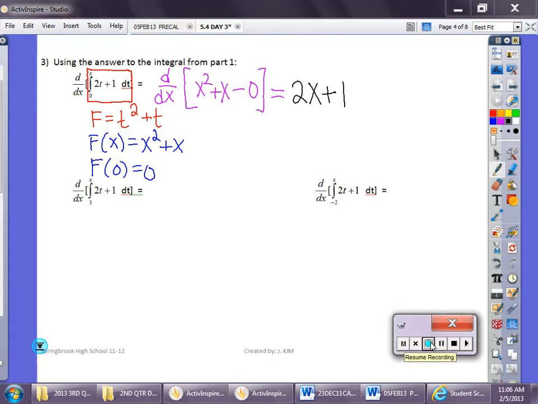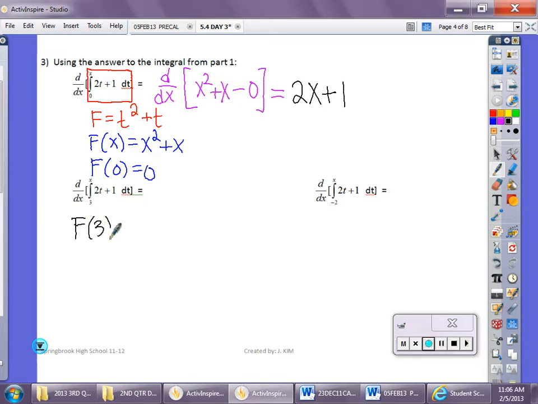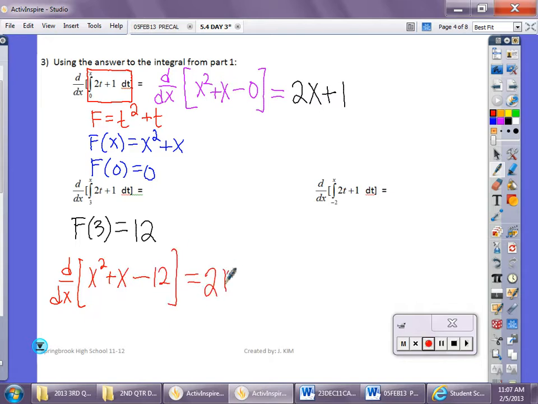So you do your second one, and you pretty much only need to find F of 3, which gives you 3 squared, 9 plus 3 is 12. Then when you take the derivative of that, you would be finding the derivative of F of x, which we found already. So F of b minus F of a. But when you take the derivative, you end up with this again. Therefore, without me doing the last one, what do you end up with? 2x plus 1.